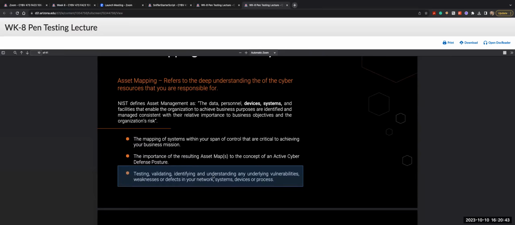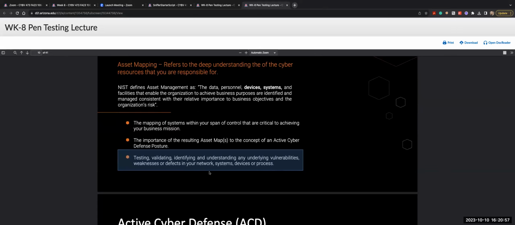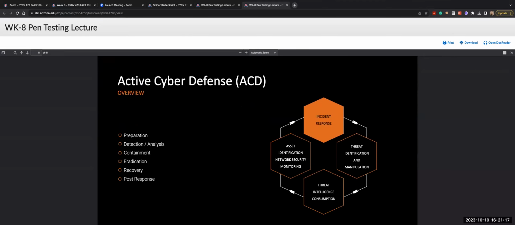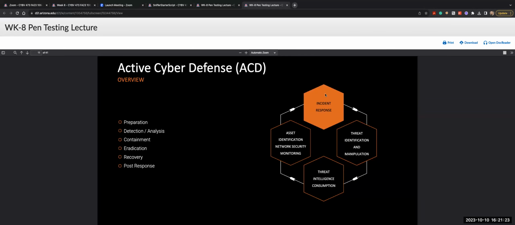Notice how it says testing, validating, and identifying and understanding any vulnerabilities, weaknesses, and defects in your network, systems, and devices or processes. So that's highlighted, right? Active defense is used to discover things like that. And we're seeing a lot of newer things come out now. We call it purple teaming. I highly recommend, if you haven't heard of that, doing a quick Google search. It's essentially the concept of doing red teaming and blue teaming all at the same time. So it's become a pretty common proactive tactic used to detect issues and make your systems and overall security posture better.